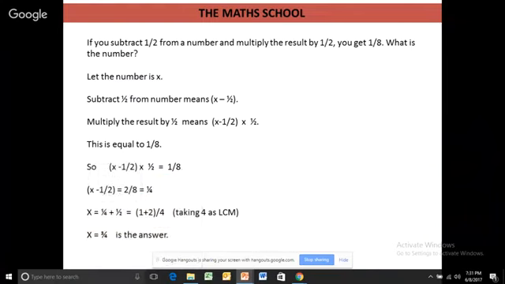x is equal to 3 by 4 is the number. If you subtract half from this number and multiply the result by half, the answer will be 1 by 8. So in this case, the answer to your question is 3 by 4.